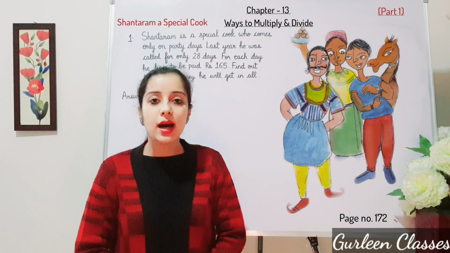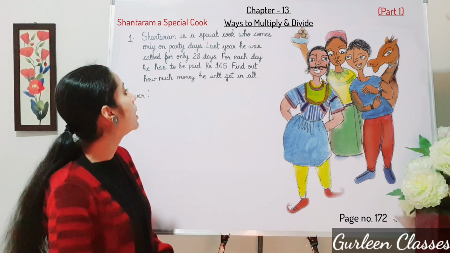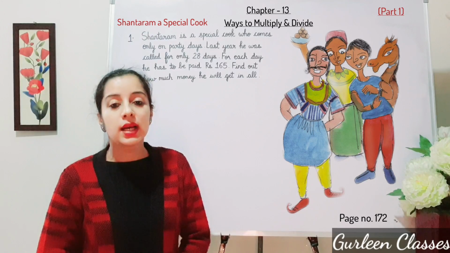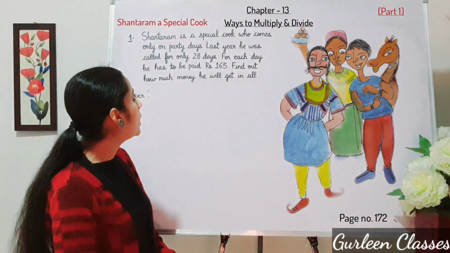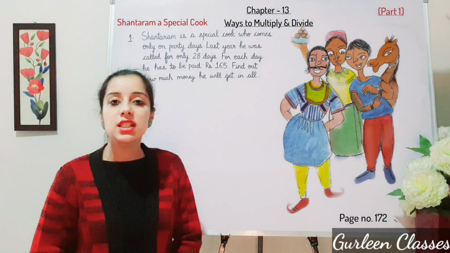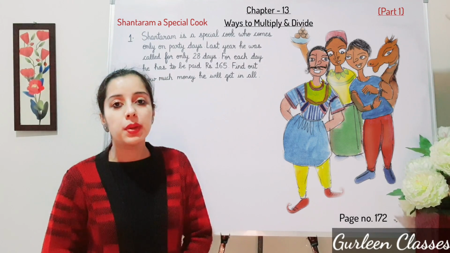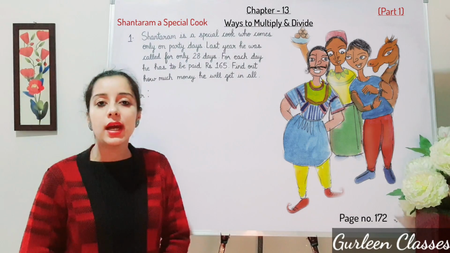So Shantaram is a special cook who comes only for party days. Last year he was called for only 28 days. For each day he has to be paid rupees 165. For each day, how much is he paid? Rupees 165. Find out how much money he will get in all.